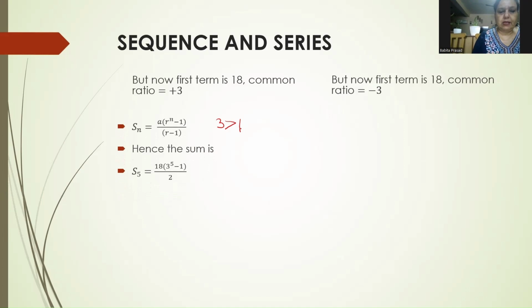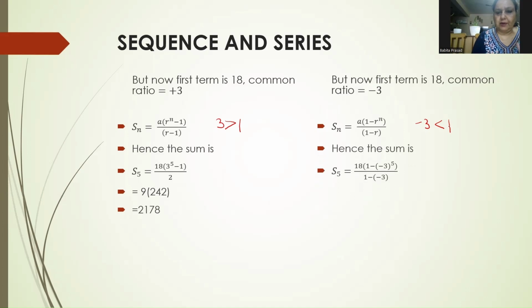Hence the sum is simply substituting the values and we get 9 into 242, that is 2,178. For minus 3, S_n is here as minus 3 is less than 1. Hence the sum uses the same formula, but remember to put minus 3 in R, and you get the formula as this.